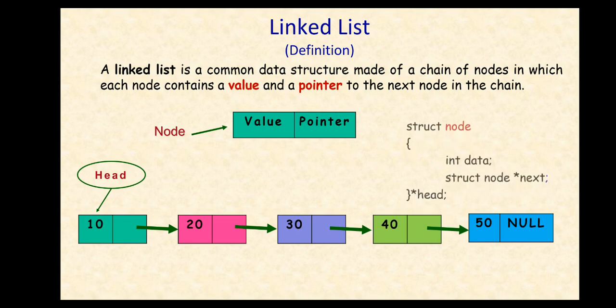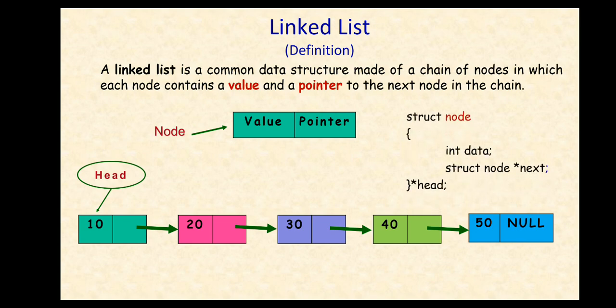Now let us get into the discussion. Before going there, I forgot: this is the structure we are implementing for each node. Struct node holds two values, data and a pointer of the same structure type, because this pointer holds the address of the next node, which is of the same type. So struct node star next is declared, and a head pointer is declared.